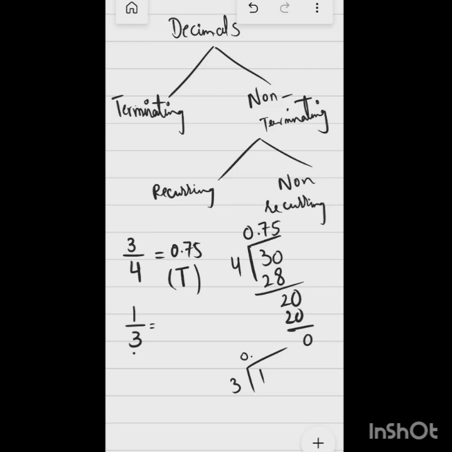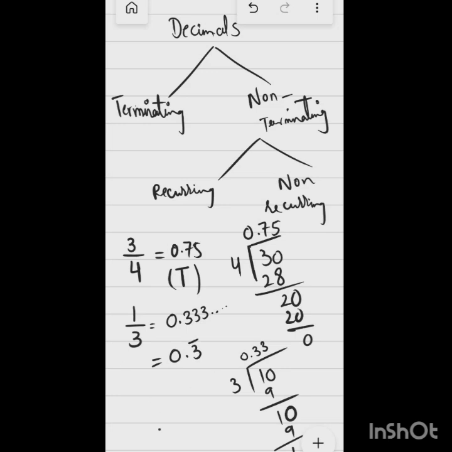For example, take 1 by 3. If we divide 1 by 3, it will be 0.3 every time, 3 threes are 9 and the remainder is 1. Then you add a 0, and again it will be 3 threes are 9. This division keeps going. So this is basically 0.333, the 3 keeps coming and never stops. You can write recurring numbers like this, 0.3 with a bar.